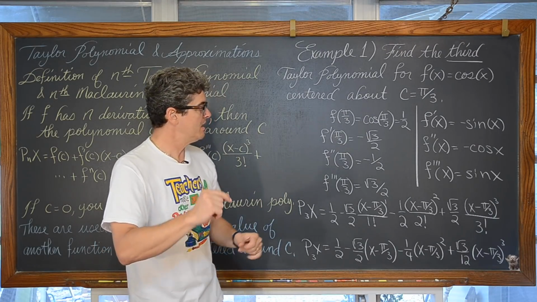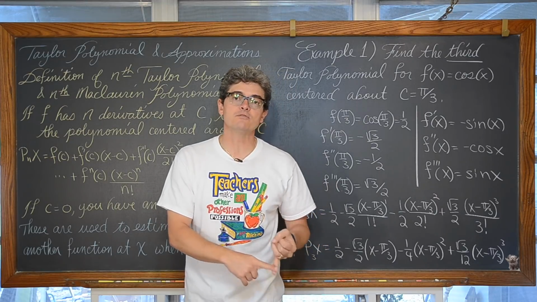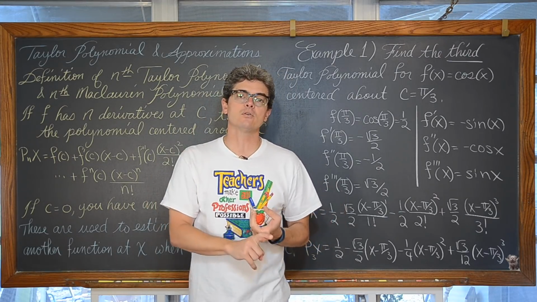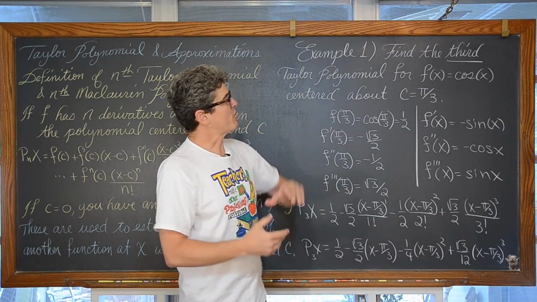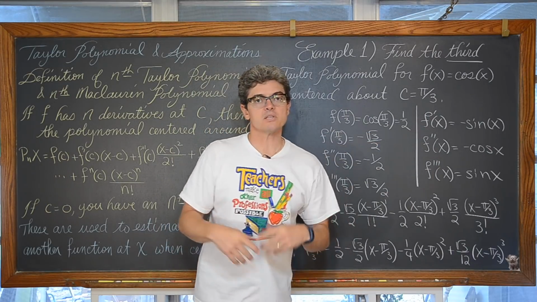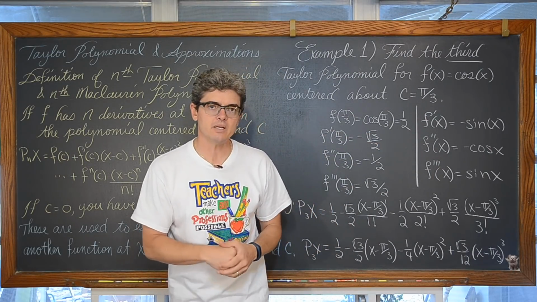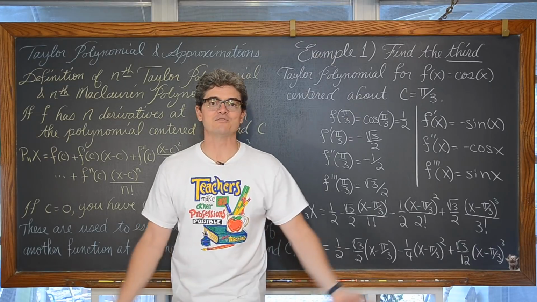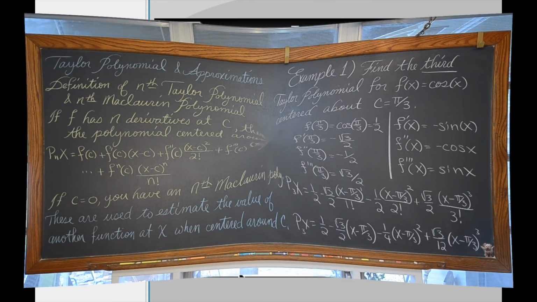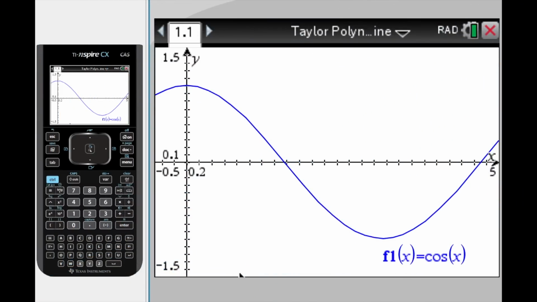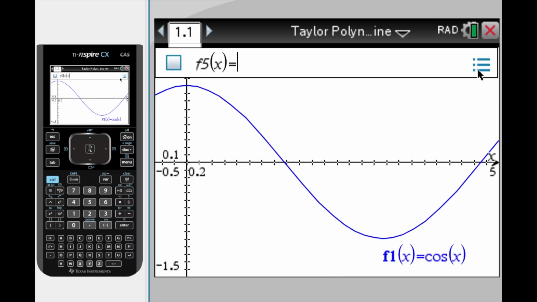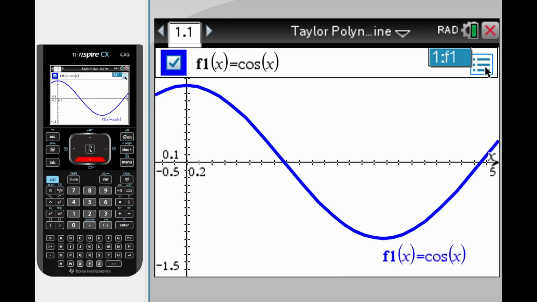Now, before we move on to that, let's see what the cosine function and the first, second, and third degree Taylor polynomials centered around pi over 3 look like, so you can see how these are estimating, in this particular case, the cosine function. So here we have our TI-Nspire graphing calculator up, and y equals the cosine of x displayed in radians, of course. We're going to double tap this and open up our menu here.